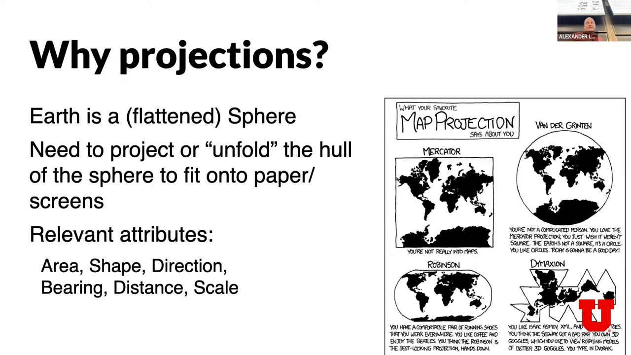And so some of the things that you want to think about are, what do you want to optimize? Do you want to optimize area, shape, direction, bearing, distance, or scale, right? These are the things that you might care about. And if you like map projections, here's a quiz by XKCD that tells you your personality type based on your favorite map.